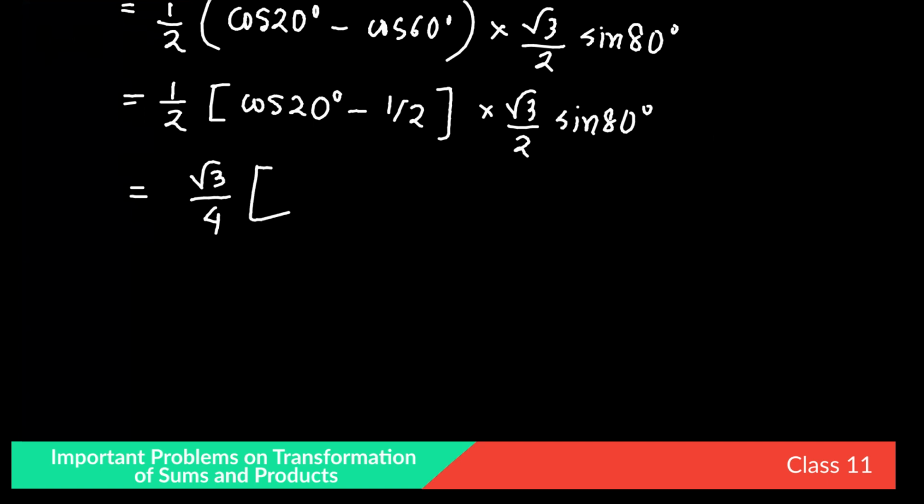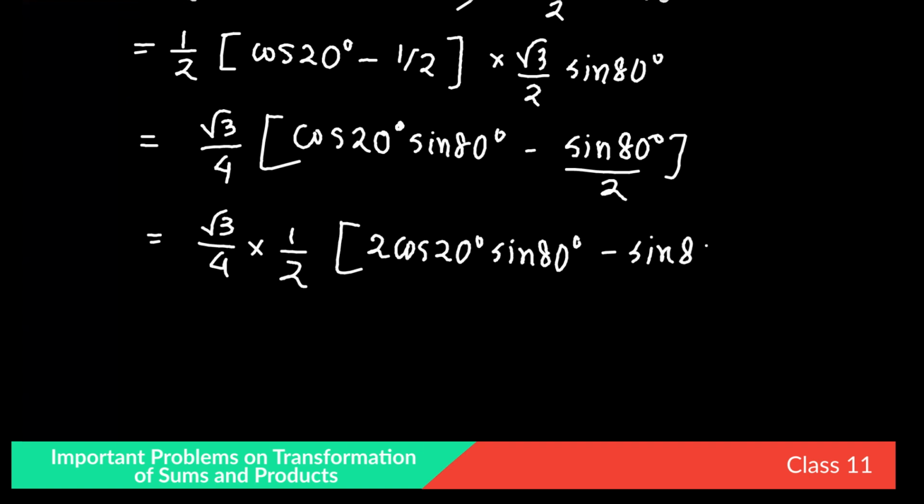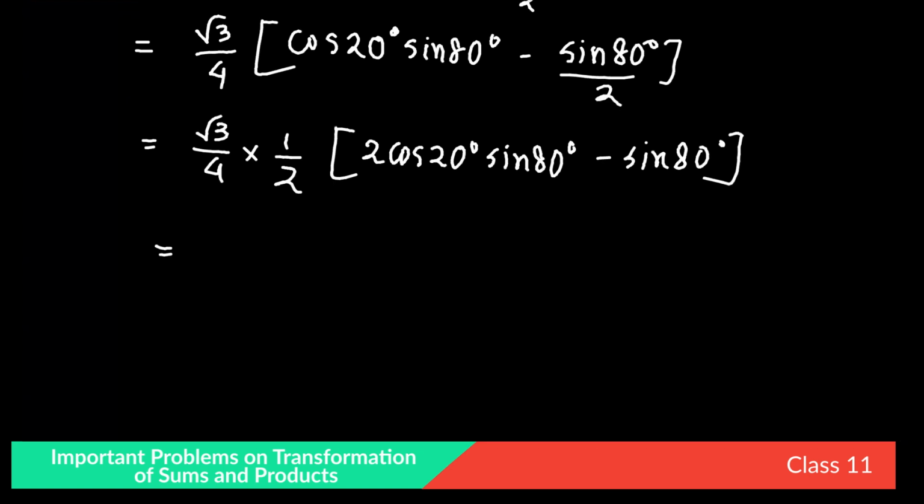So if we do this, it is actually cos 20 sine 80 minus sine 80 by 2. Now from the bracket, if we take half common, it is 2 cos 20 sine 80 minus sine 80. Now it is root 3 by 8. Now it is in the form of 2 cos A sine B. So it is actually what?